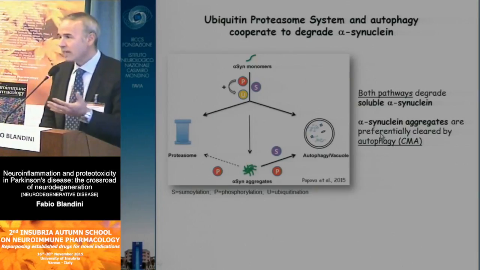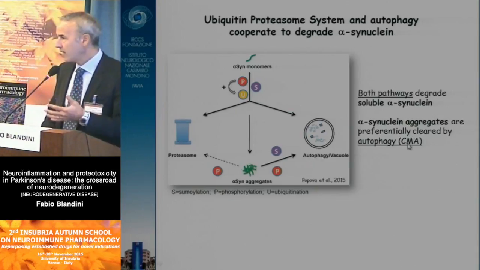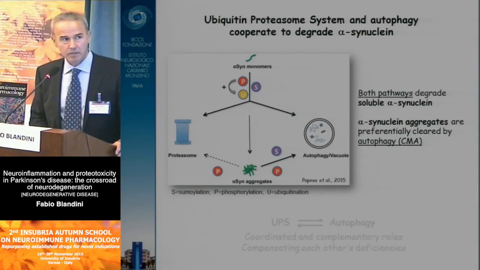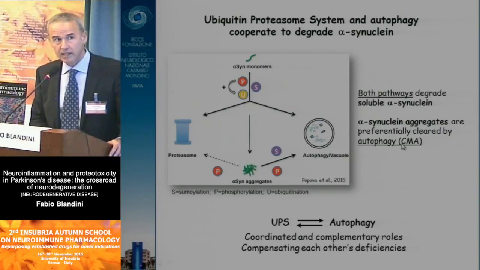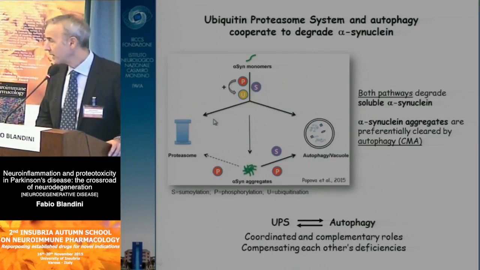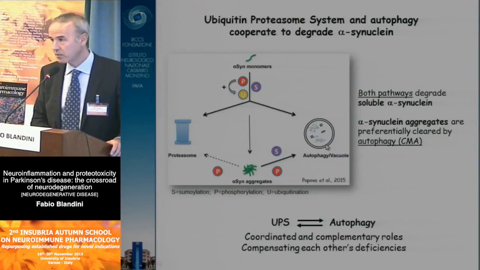When things get rough, I mean, when alpha-synuclein starts to aggregate, then CMA intervenes and becomes the most important mechanism to eliminate the pathological alpha-synuclein. So these are two systems that are coordinated, that play complementary roles, which tend to compensate each other's deficiencies. So both systems can handle alpha-synuclein in physiological conditions. Pathological alpha-synuclein, on the other hand, is mostly degraded by CMA.